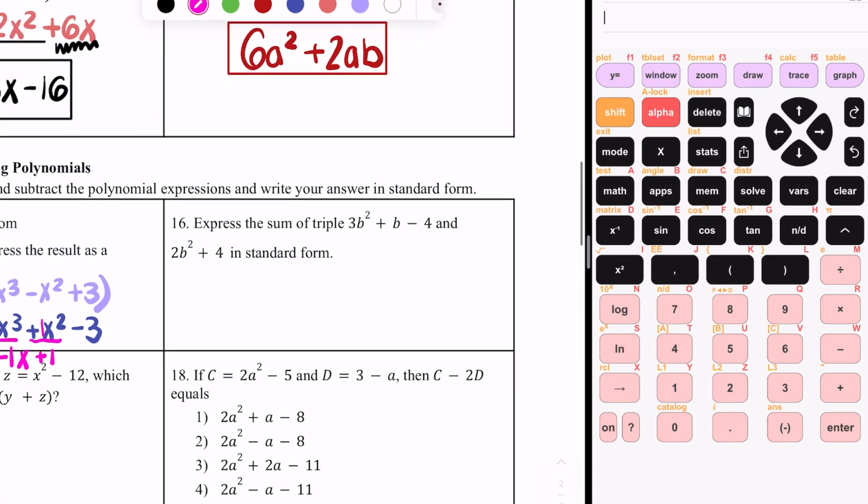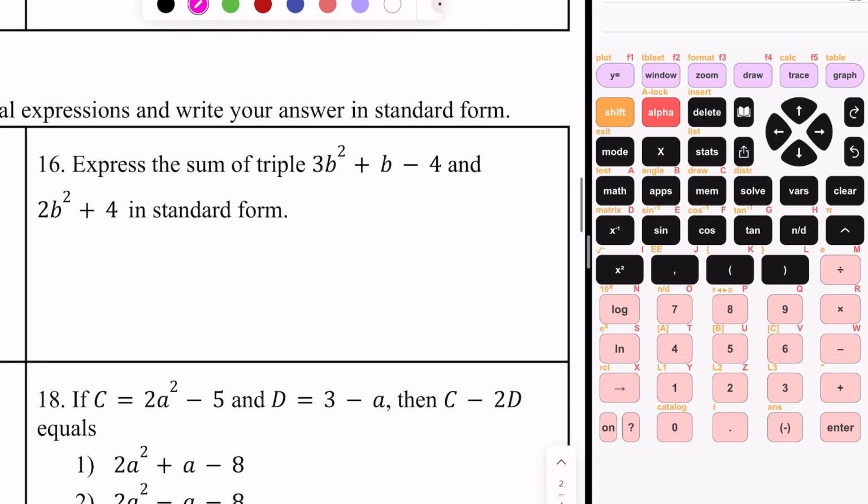All right. Make sure you are pausing the video and trying each of these problems on your own to see if you can get them.